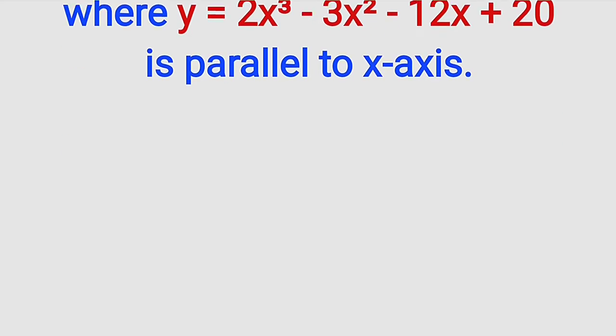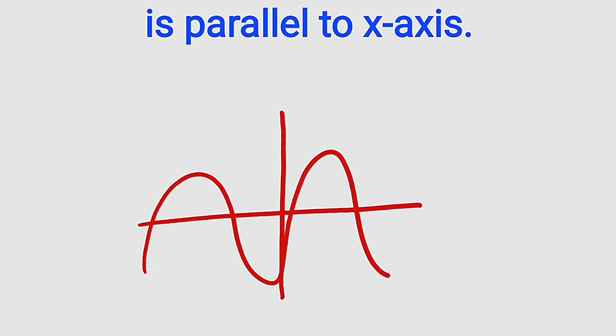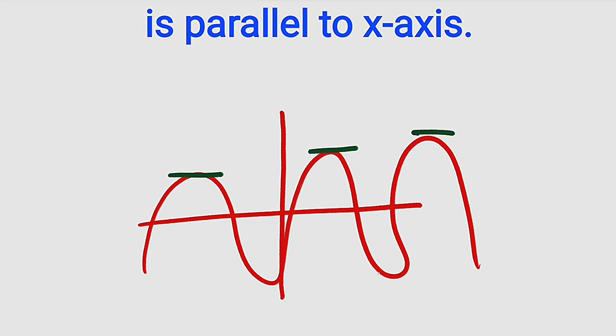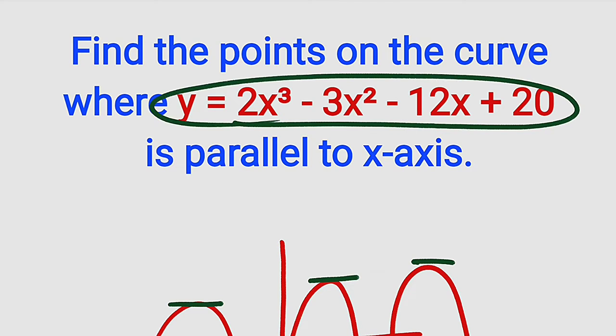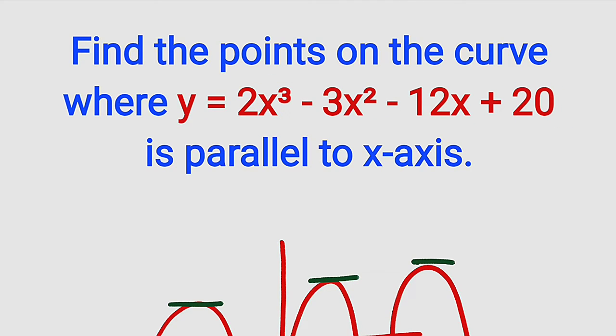Before we start, let me sketch something here. Suppose we have y and x-axis like this, and it happens we have a curve like this. You should know that this curve is only parallel to the x-axis at the turning points. These are the turning points. And also you should know that at that turning point, the first derivative is always equal to 0. Therefore, we are going to differentiate this function, set it equal to 0, and find the critical points.